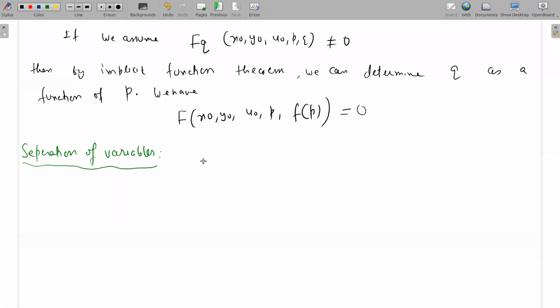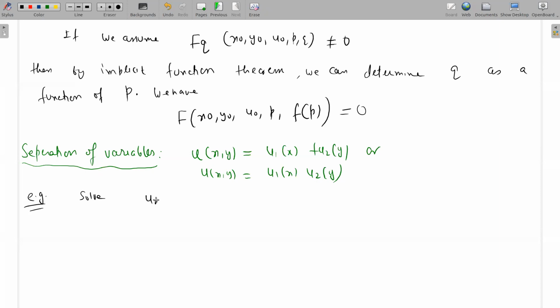So what you do in separation is assume the solution in one of these two forms, depending on the situation, separating the variables in plus or in multiplication. For example, solve the equation. Of course, you can check this is a nonlinear equation.